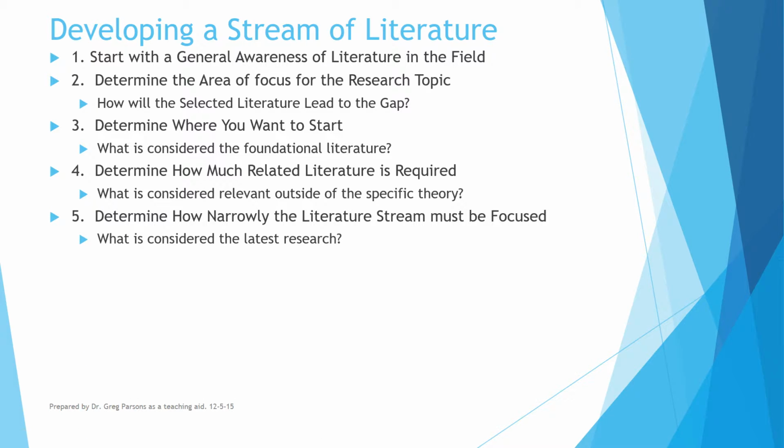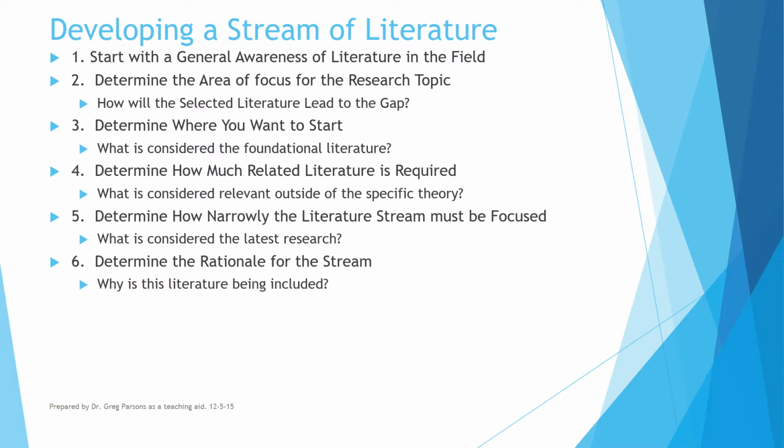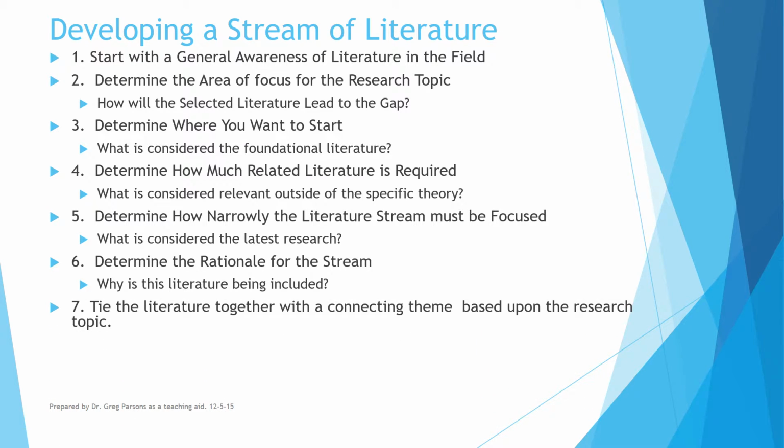So we also need to know what's considered the latest research. This should help narrow the stream, because as you work your way down, you'll find fewer people are writing about the tinier aspects of the theory that you want to work with. And also there has to be a rationale. Why is certain literature being included? Why is other literature not being included?